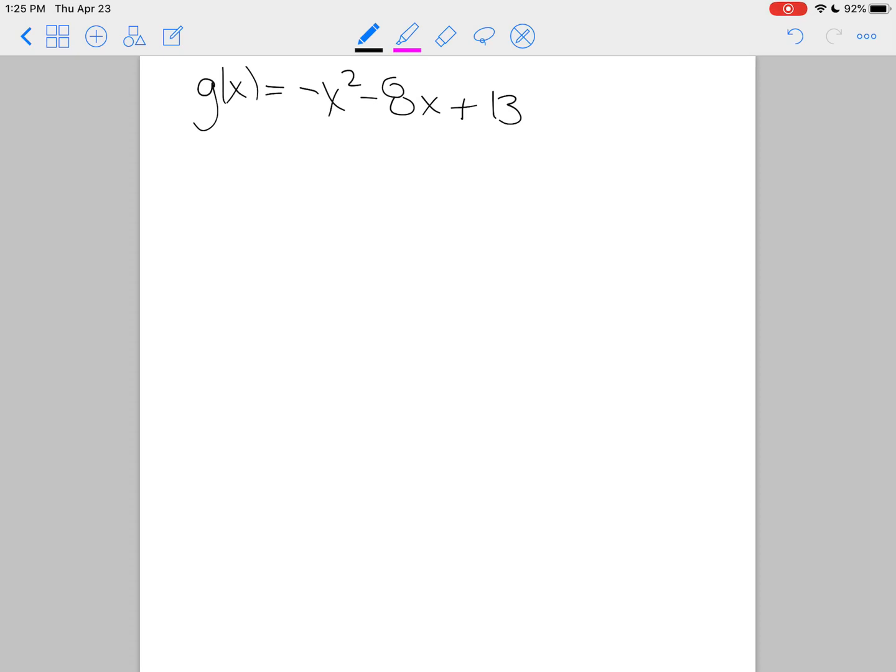So now we do exactly the same thing. We're going to move the 13 to the other side. So g of x minus 13 equals negative x squared minus 8x. Now, remember, we can't have anything in front of that x squared because it doesn't break into two equal things, and it needs to be an x inside the parentheses. So we're going to factor out an x, or excuse me, factor out a negative.